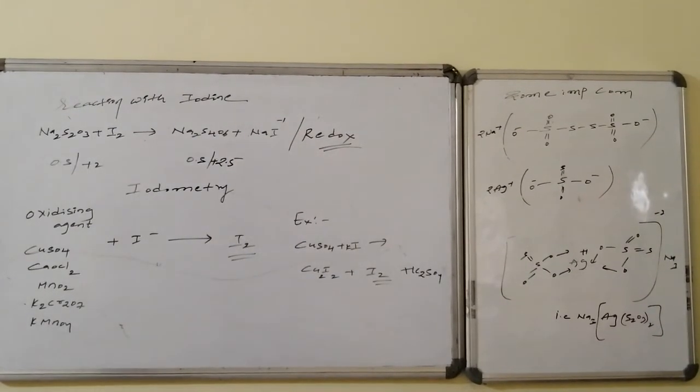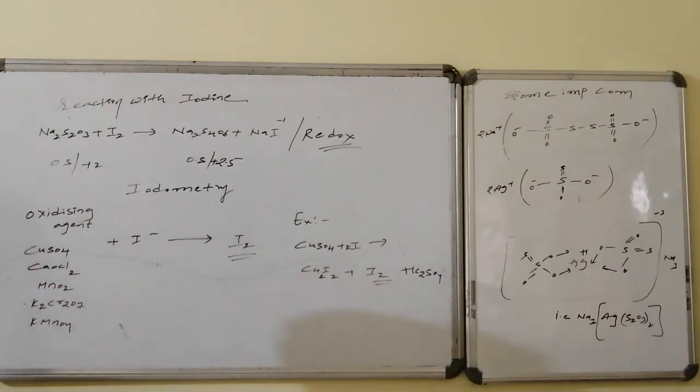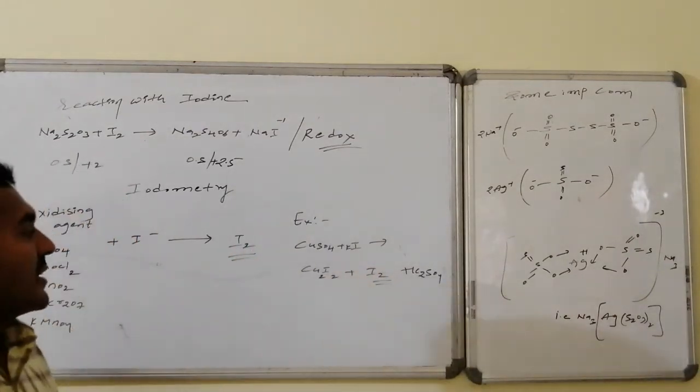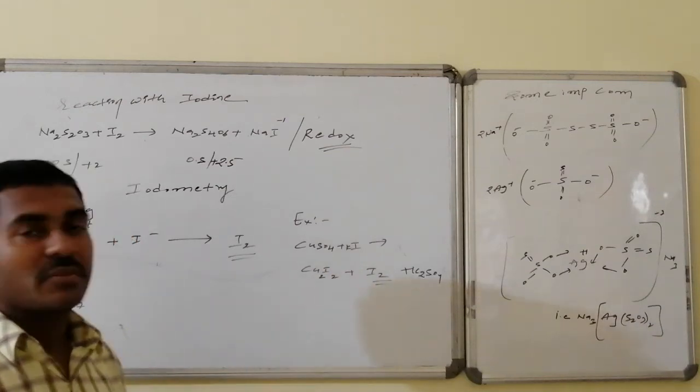In iodometric titrations, oxidizing agents like copper sulfate, bleaching powder, manganese dioxide, potassium dichromate, KMnO4 are used. These are allowed to react with some specific quantity of potassium iodide. This iodide undergoes oxidation and is converted to iodine. Suppose copper sulfate reacts with potassium iodide, that leads to the formation of cuprous iodide followed by iodine followed by K2SO4.